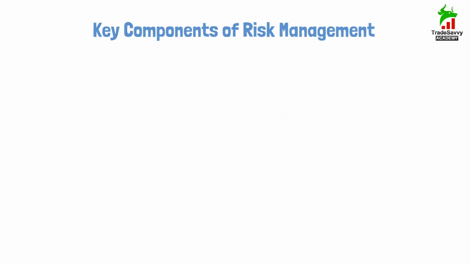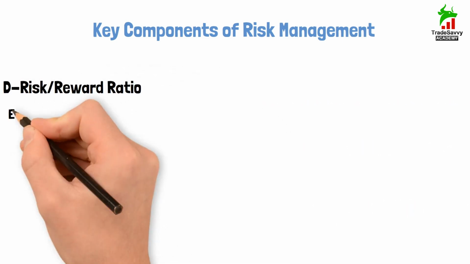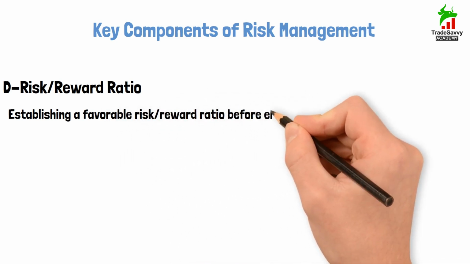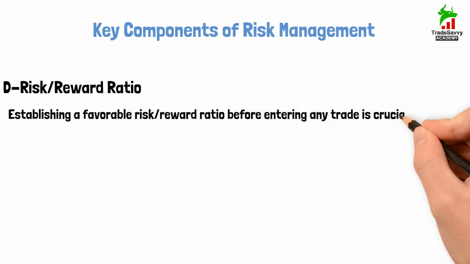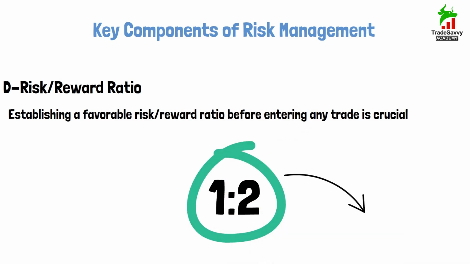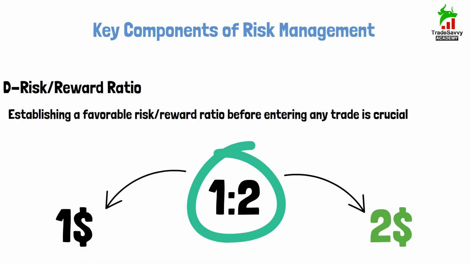D. Risk-reward ratio. Establishing a favorable risk-reward ratio before entering any trade is crucial. A common target might be a 1-to-2 ratio, meaning that you aim to make $2 for every dollar risked if the trade goes in your favor. This helps ensure that even if some trades result in losses, profitable trades can compensate for those losses.